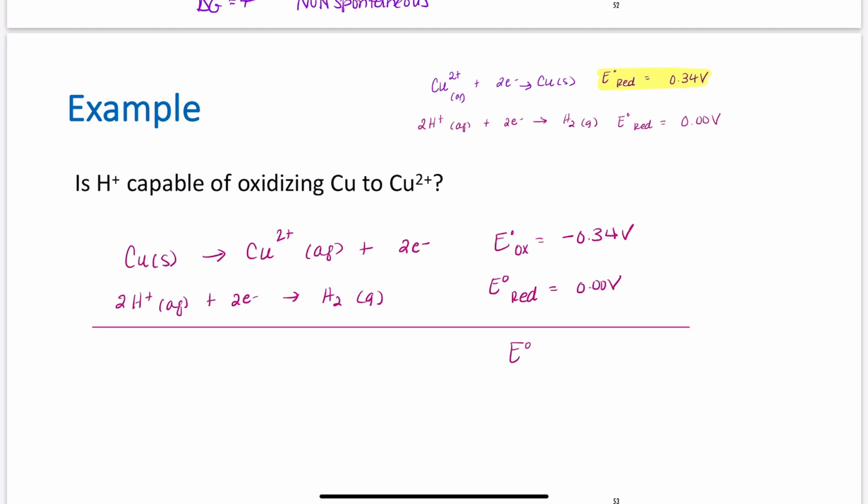Overall, the cell potential of the reaction would be minus 0.34 volts. And if I plug that into delta G, it would be a positive value. So both qualitatively and quantitatively, I can say no. H+ is not capable of oxidizing copper to copper 2+.